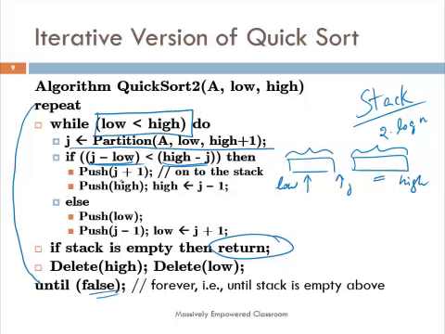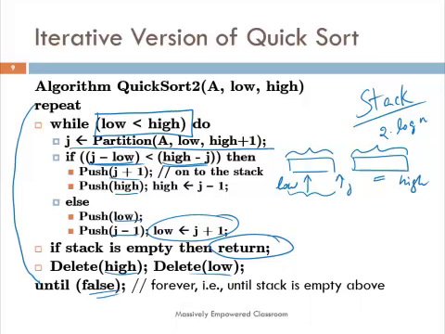How do we remember to sort the second partition? We push j plus 1 and high onto the stack, and we set high to j minus 1. That means we solve the first part first. Otherwise, if the second partition is smaller, we solve that first. We set low to j plus 1 and solve the second partition first, and we remember to solve the first partition by pushing it onto the stack. In the end, when the stack is empty, we return, and when we are done with one partition, we delete those two values. So by using this stack, the iterative version does not make any recursive calls, and it also always solves the smaller partition first, and doing that gives us even better performance.